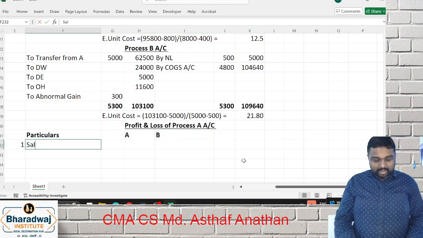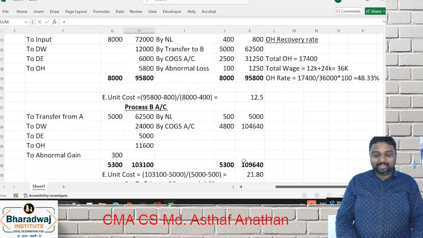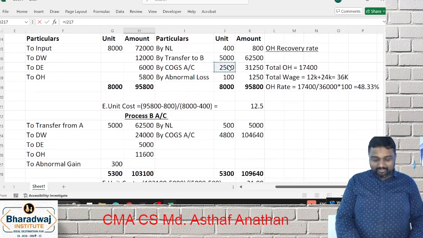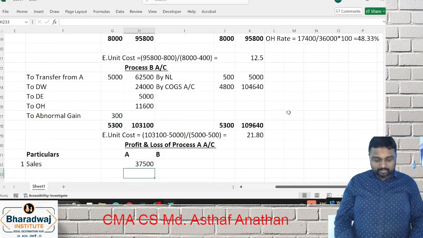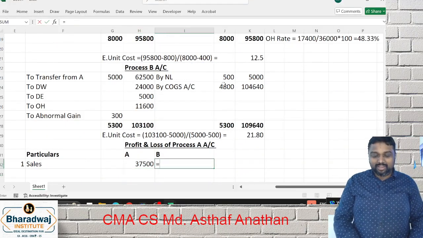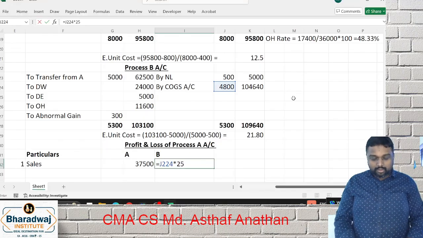What is the sales value? Process A, how many units were sold? 2,500. What is the sales value? 15 rupees. Process B, we sold 4,800. What is the sales value? 25.